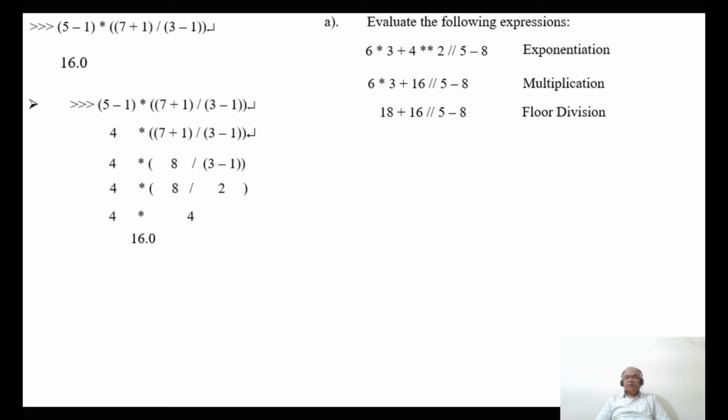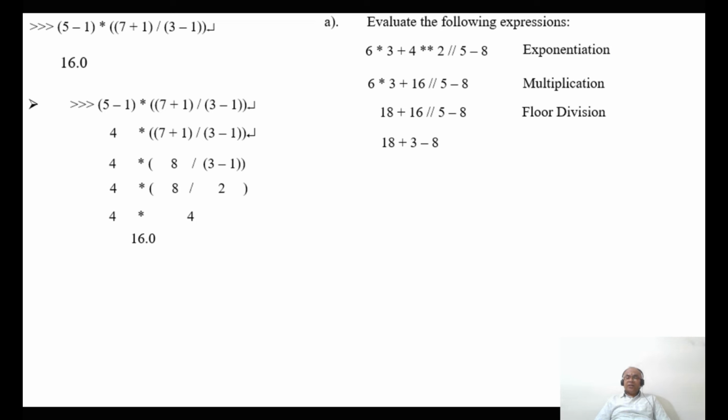What is floor division? The quotient, without the decimal point, is the floor division. So 16 divided by 5 gives you 5 3s are 15. So naturally it is going to be 3. So 18 plus 3 minus 5 minus 8. So 18 plus 3 minus 8.